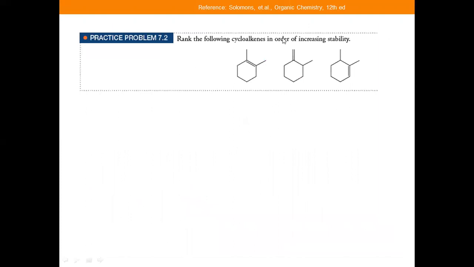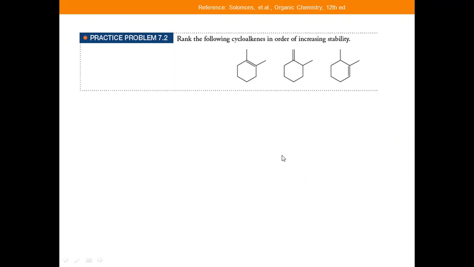Say Arniel. Yes, ma'am. Which one is the most stable? The first one, because it's mono, di, tri or tetra-substituted. Tetra-substituted, are you sure? Yes, ma'am. Yes, it's tetra-substituted. So the first one is the most stable, followed by the third one.